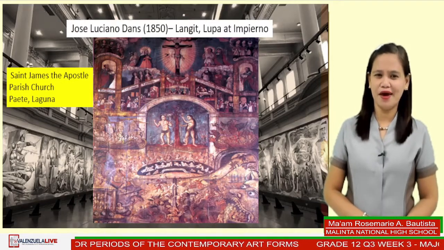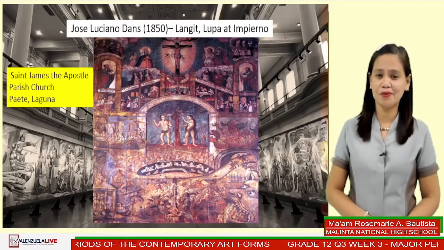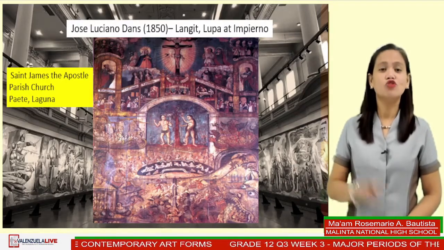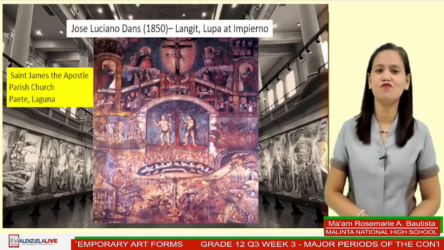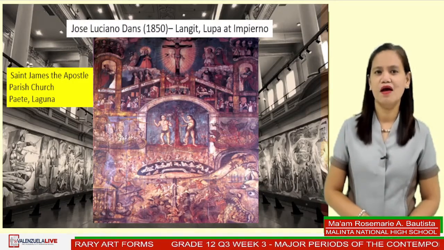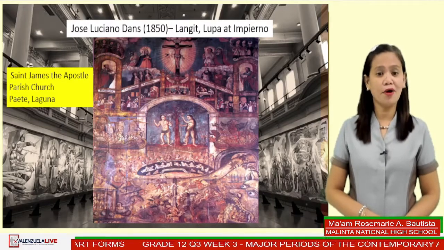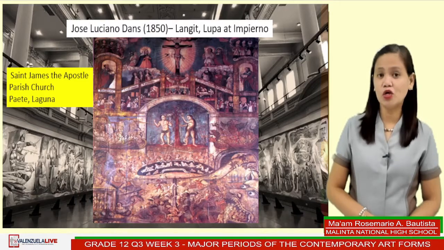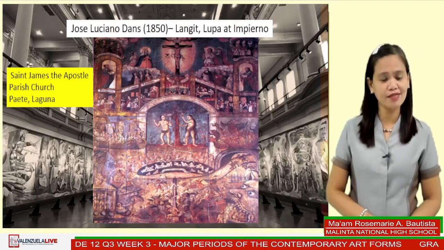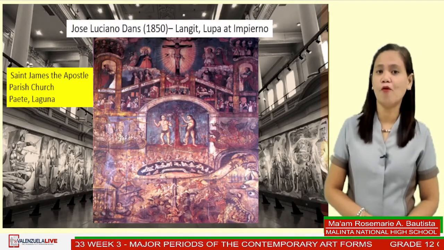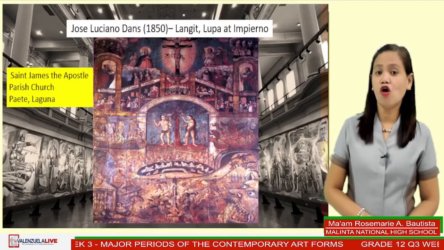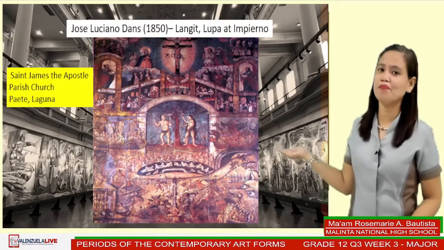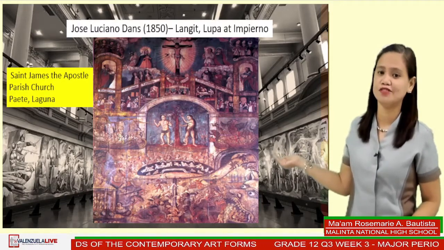The Spanish friars introduced Western paintings to the artisans who learned to copy two-dimensional forms from religious paintings. Religious icons were paintings of saints and of the Holy Family, including the Passion of Christ and the portrayal of purgatory, heaven, or hell. The Langit, Lupa at Impiyerno by Jose Luciano Dans.